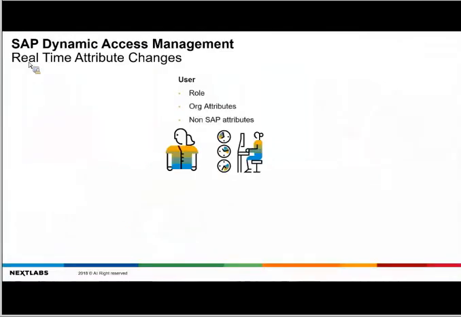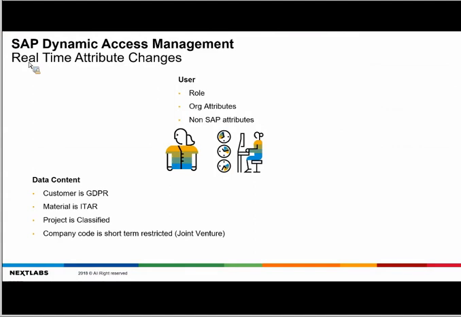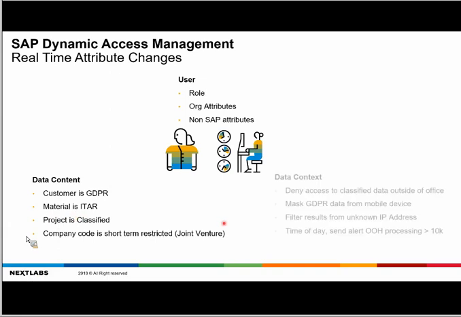So the next example I want to show you is the script. Now, we looked at how user attributes can change. The actual content of the data can change. There are some examples here: customer data could be classified as GDPR. It could be classified as ITAR, EAR. There are many different things it could be classified as. And also locations can change.